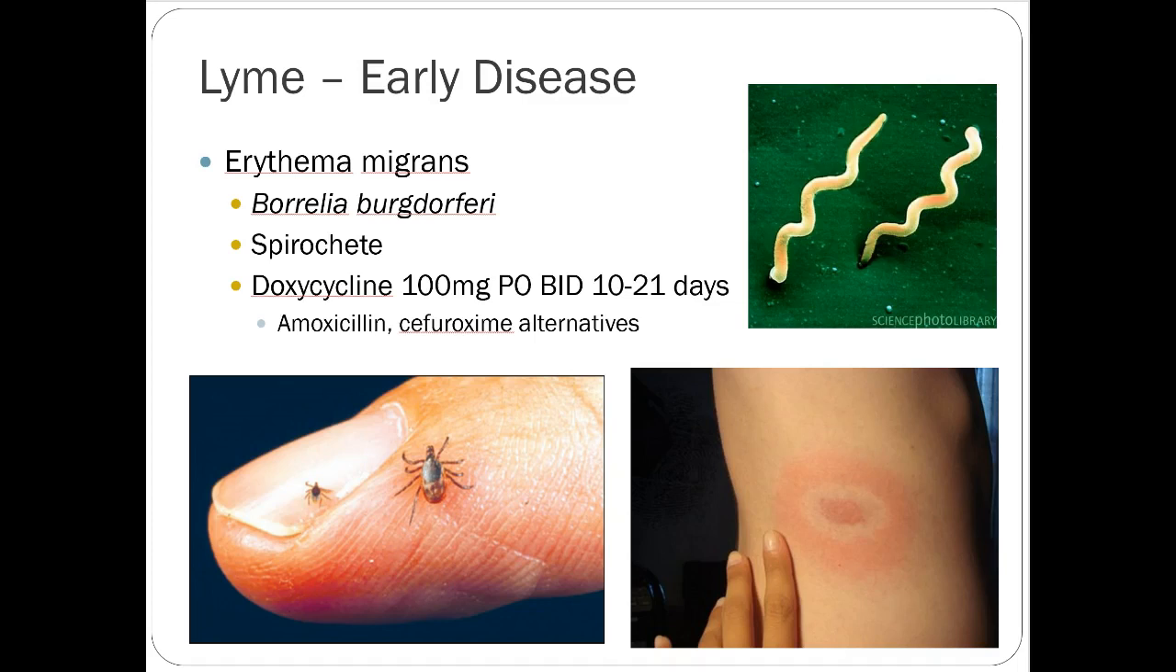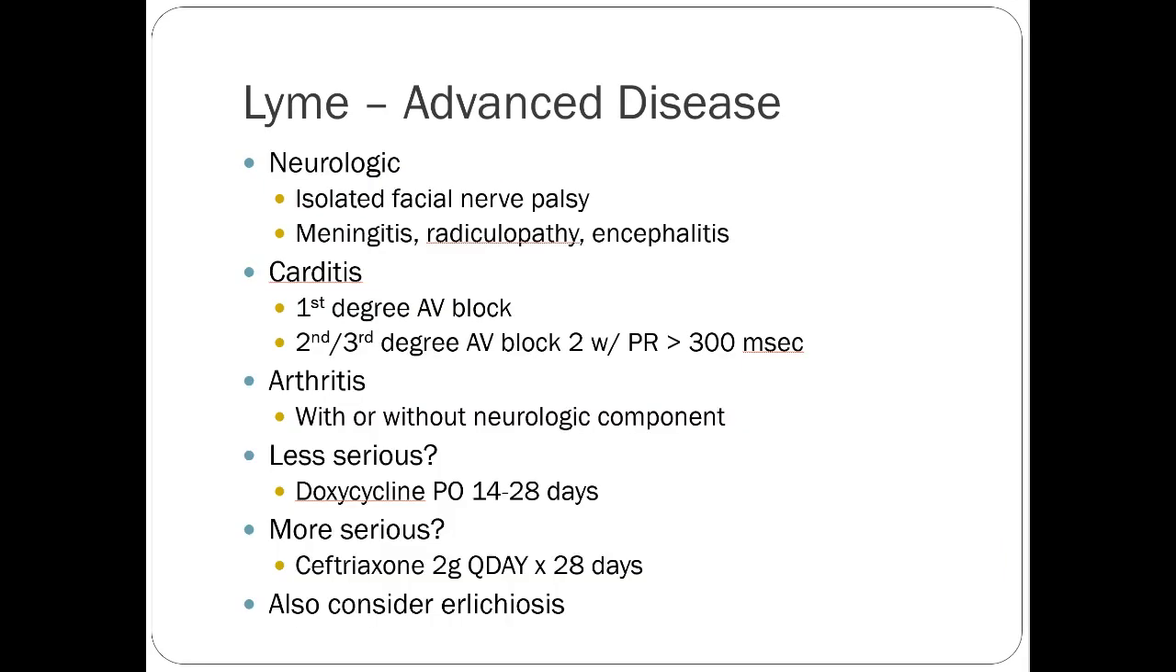So doxycycline 100 milligrams twice daily for 10 to 21 days. The regimen's debated. Usually I go in the middle, so I do like a 14-day course if I'm going to recommend treatment. So advanced disease can be really problematic, just like syphilis. You can get neurologic implications and cardiac implications that cause damage, and then even if you eradicate the illness, or the bacteria, it can be difficult to manage the ongoing symptoms.